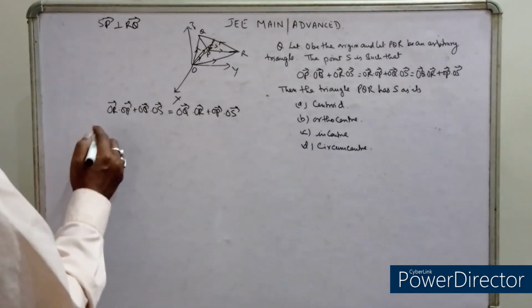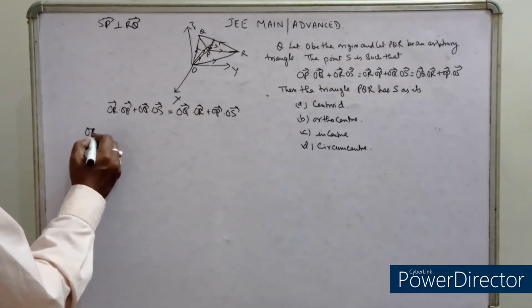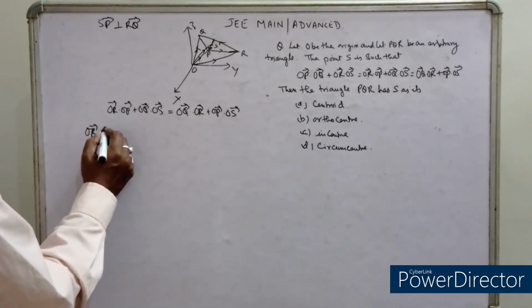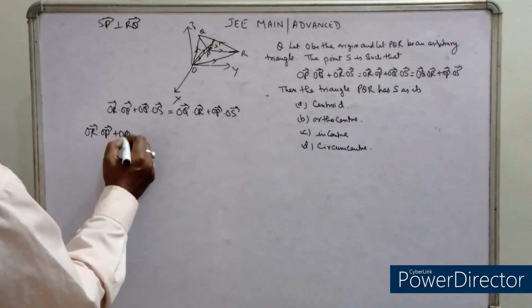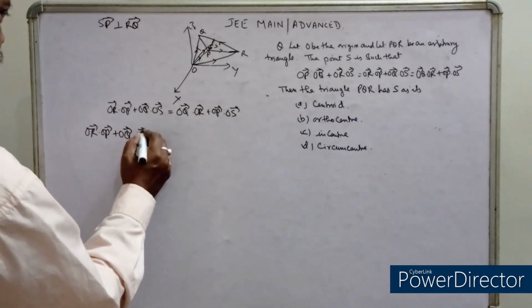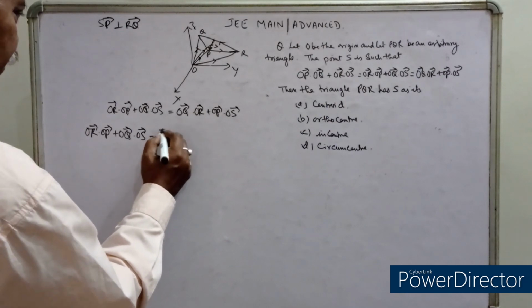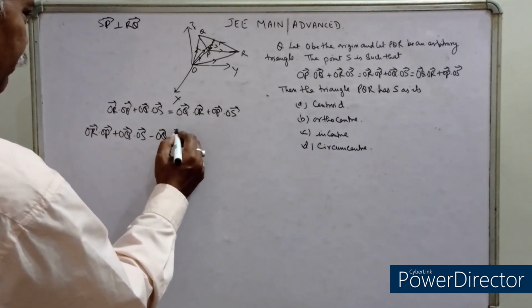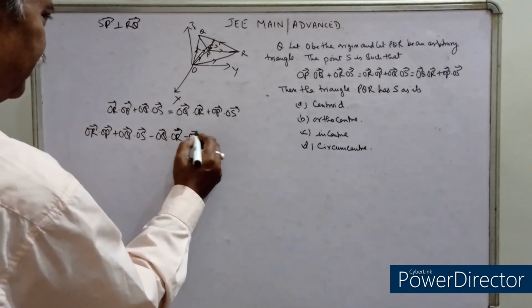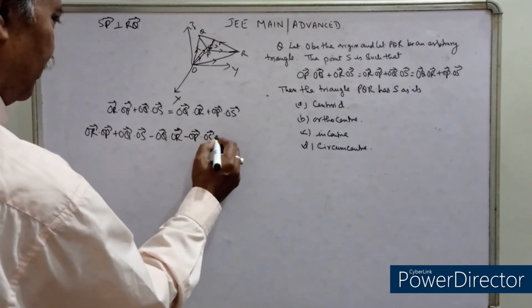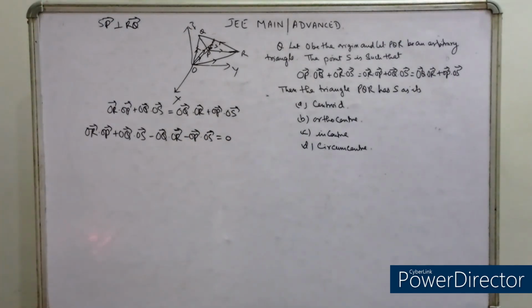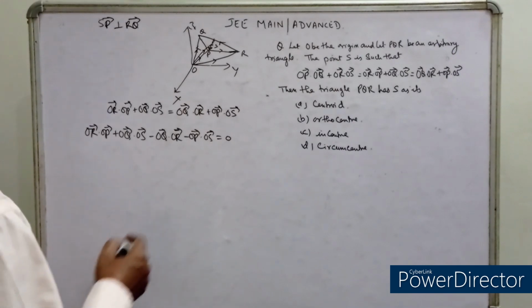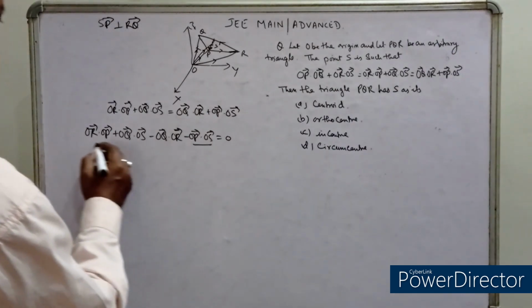So if I shift all this towards the left, OR vector dot OP vector plus OQ vector dot OS vector, minus OQ vector dot OR vector minus OP vector dot OS vector, this is equal to 0. So let me take this and this.